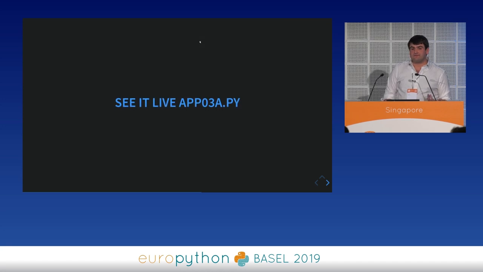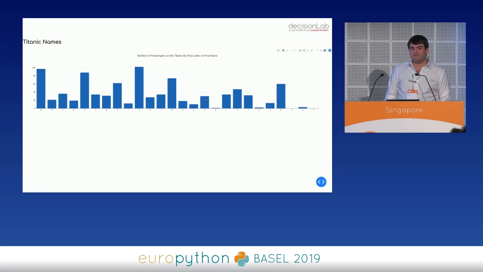Sticking with the Titanic data set, you can take a look at the code, but it's a very, very straightforward Dash component where I just provide it with a couple of arguments, like a standard Plotly graph. So now I've taken the Titanic data set, and this is the number of passengers on the Titanic by the first letter of their first name. And again, that's just a couple of lines of code to make a web page visualization.